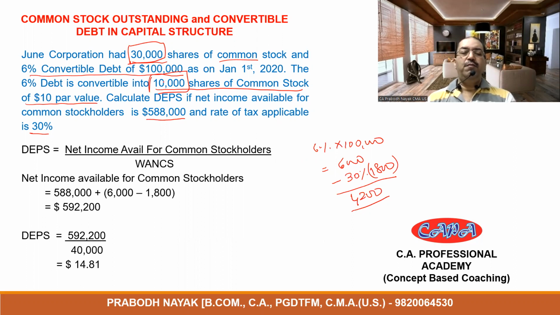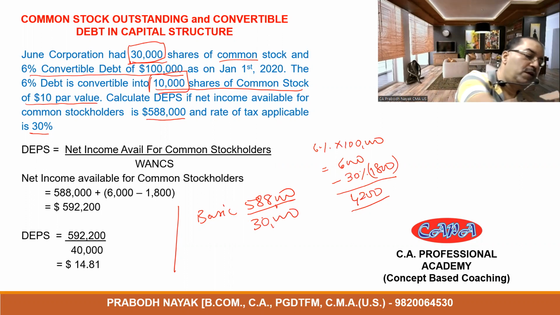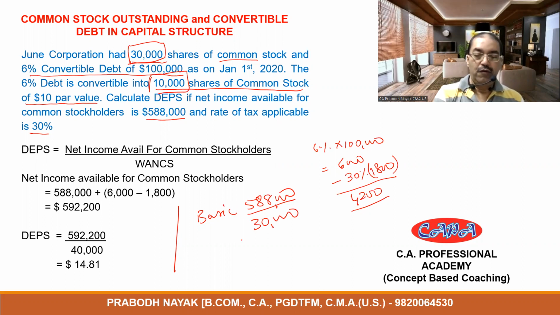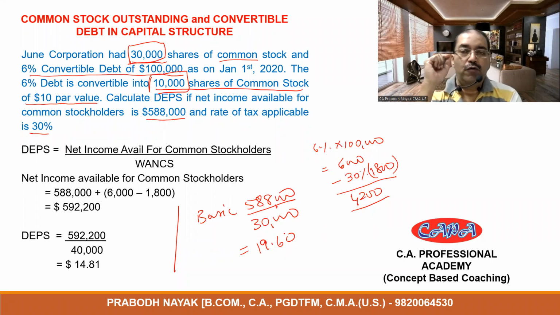Again, if you want to check, you can check the basic EPS. Basic EPS will be 588 divided by 30,000. So you get the same answer, 19.60. Right? So you can see that the concept was very simple, but some small minor points you had to make note of. So these are the things that we have to do.